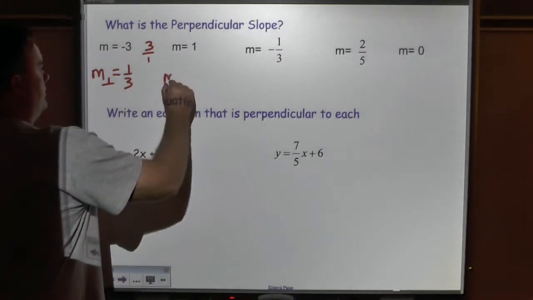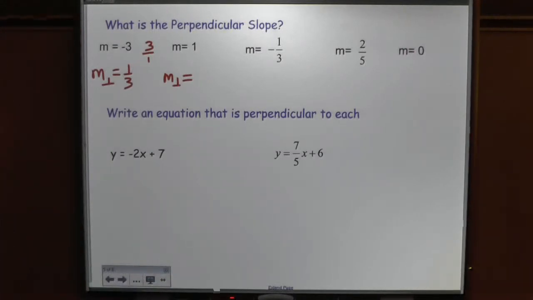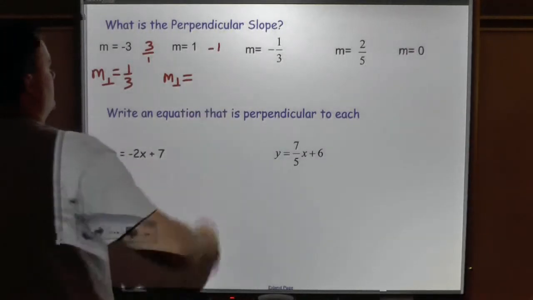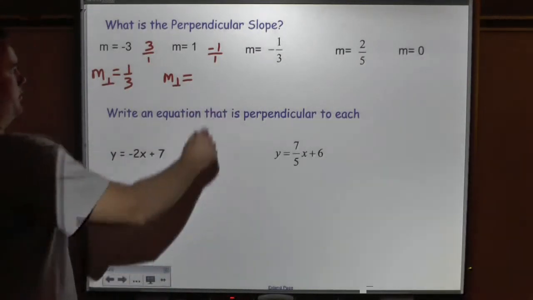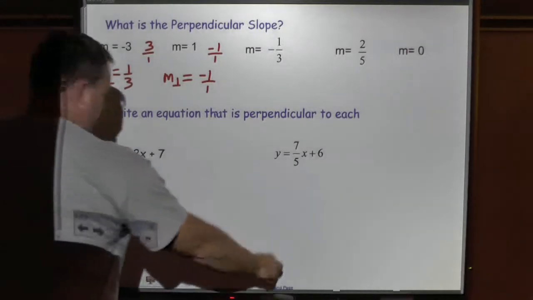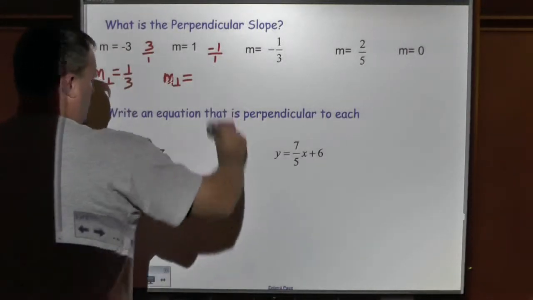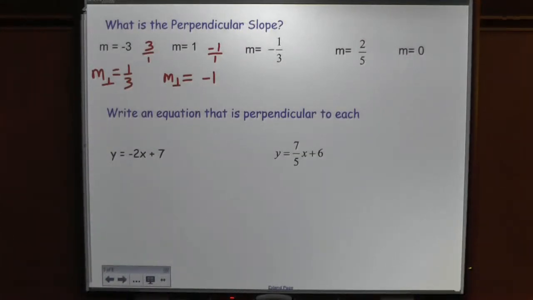The next one. The opposite reciprocal of 1. Well, the opposite of 1 is a negative. Right? Well, we make that a fraction. Well, negative 1 over 1 is actually still negative 1 over 1, which gives you negative 1. So the perpendicular slope to 1 is negative 1. That's one of the tougher ones. People have a hard time looking at that one. If you got a question about that, ask me that in class on Friday.